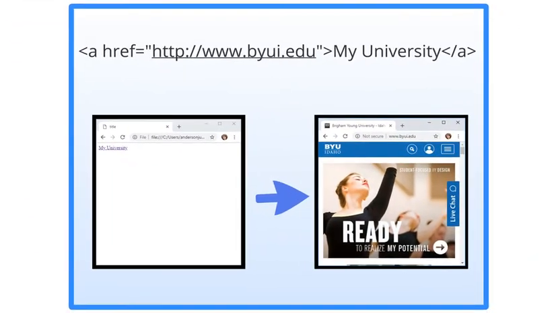Here's an A tag that defines a hyperlink, meaning when the user clicks on the text between the A tags, the text My University in our case, it will take them somewhere else. In this case, it's going to take them to another website, the byui.edu website.